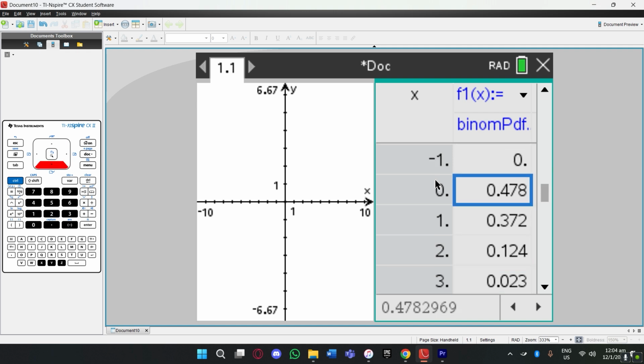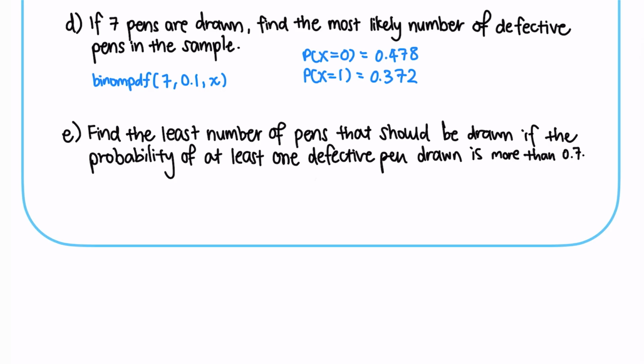So in this case, the highest probability or the most likely number is when x equals 0. This means that the most likely number of defective pens is 0 defective pens. This is the highest probability that we're getting.